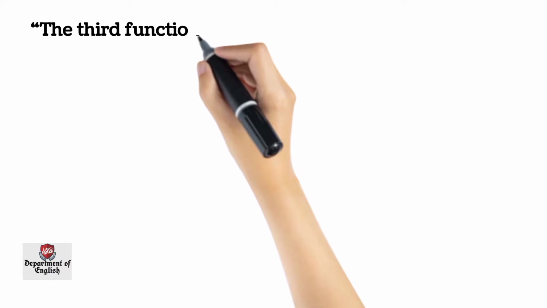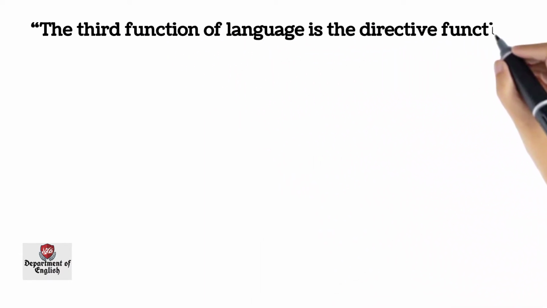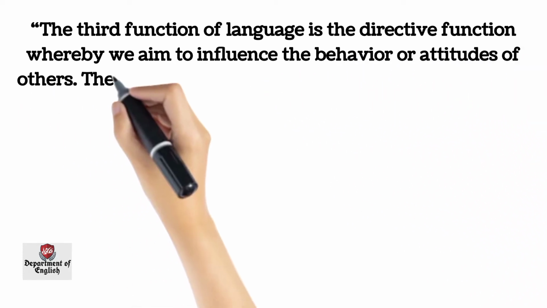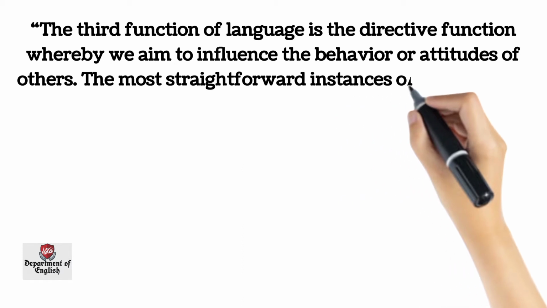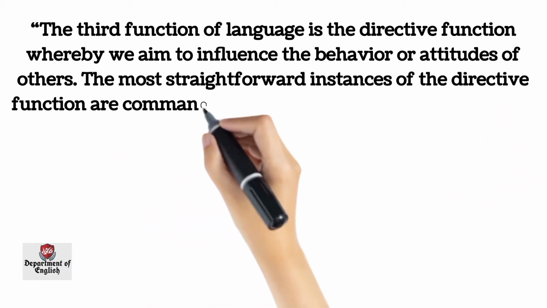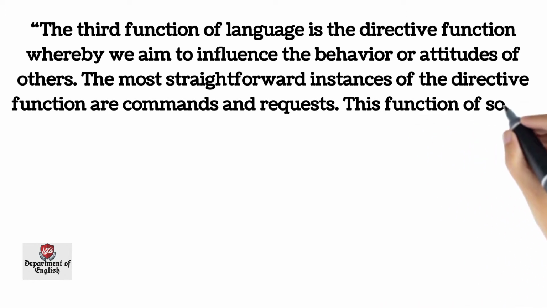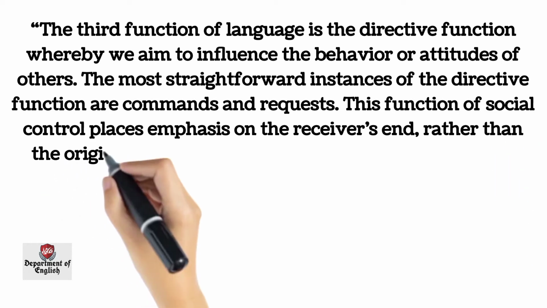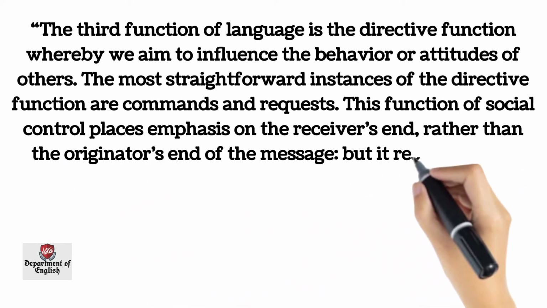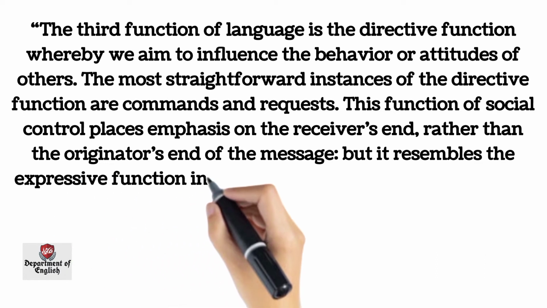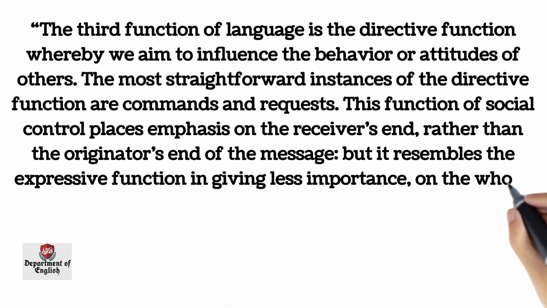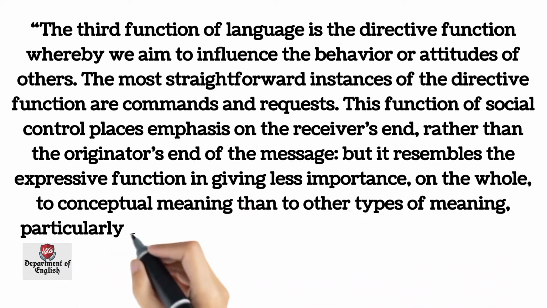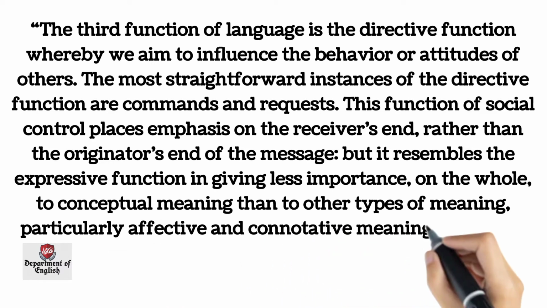The third function of language is the directive function, whereby we aim to influence the behavior or attitudes of others. The most straightforward instances of the directive function are commands and requests. This function of social control places emphasis on the receiver's end, rather than the originator's end of the message, but it resembles the expressive function in giving less importance, on the whole, to conceptual meaning than to other types of meaning, particularly affective and connotative meaning. Geoffrey Leech 1974.